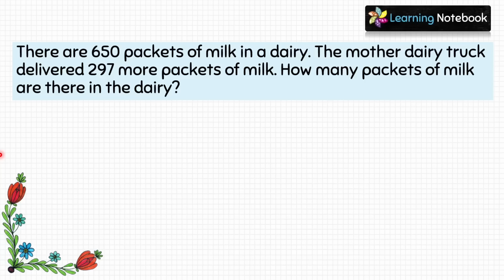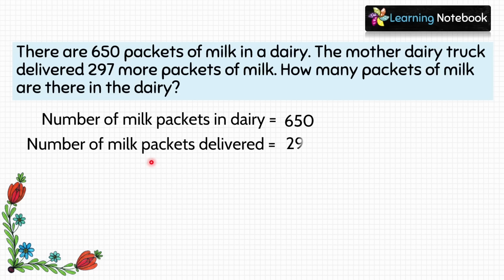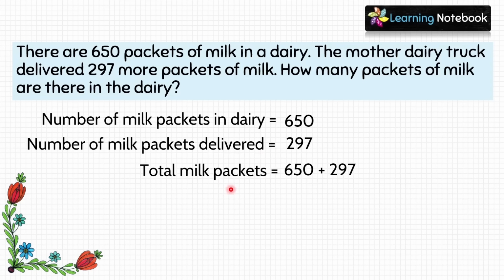So, let's see how to solve this. First, we will write statements. So, we will write number of milk packets in dairy equals to 650. Then, number of milk packets delivered equals to 297. So, to find total milk packets, let's add these two numbers.